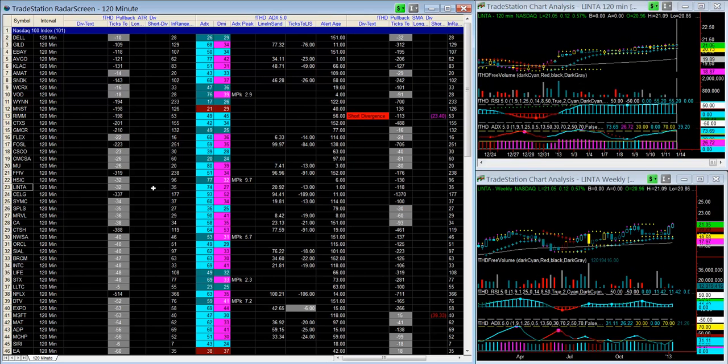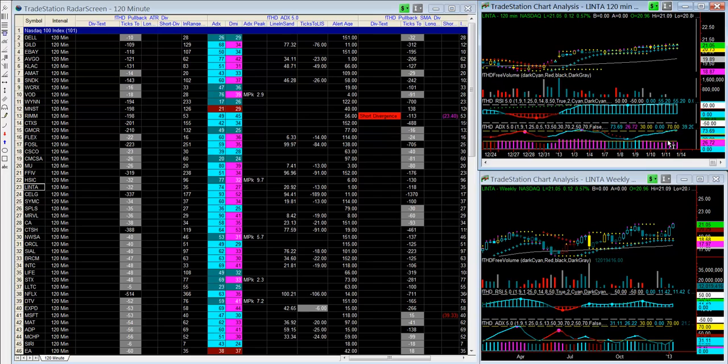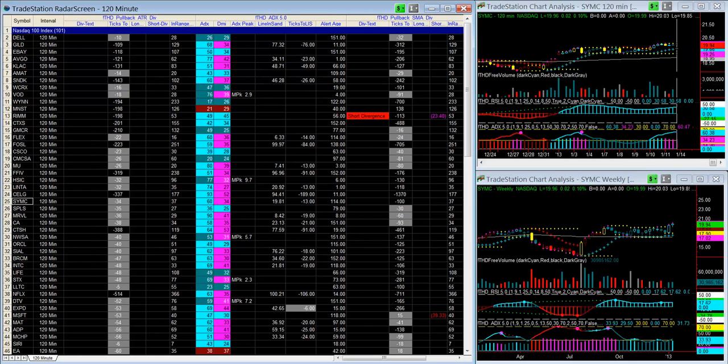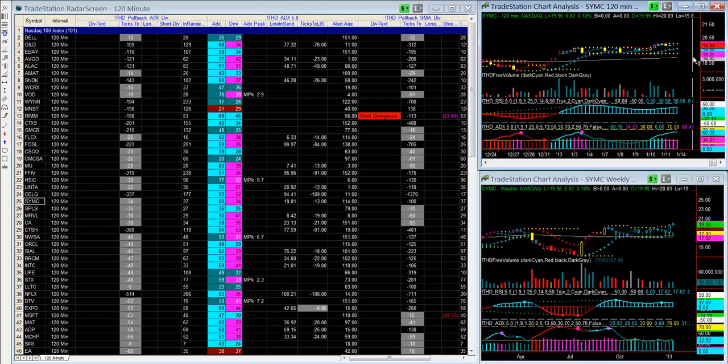Then we have LINTA. This one is going to get a magenta peak. After the magenta peak, that would be a great setup for me to go long. But you have to have the magenta peak and the pullback to the ATR. SYMC. And again, this one we're seeing high ADX values. We are potentially going into an uptrend, but I would want to see the magenta peak pull back to the ATR on diverging volume. That would give me my entry.